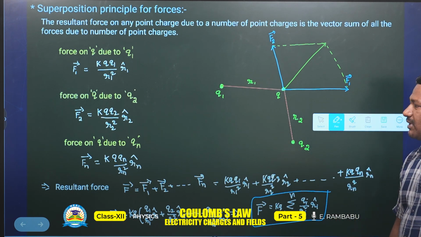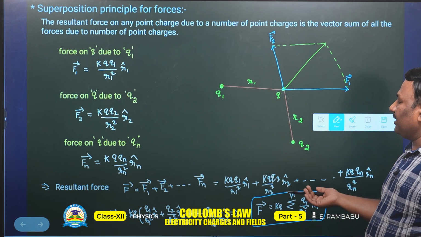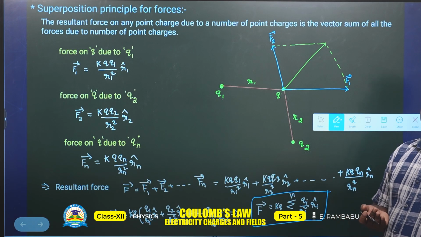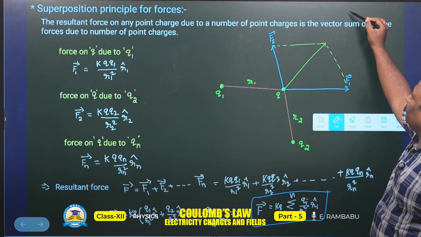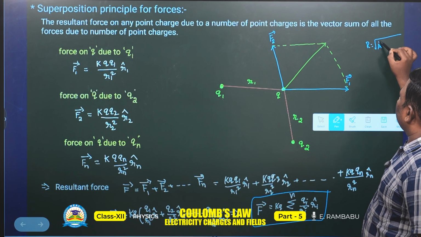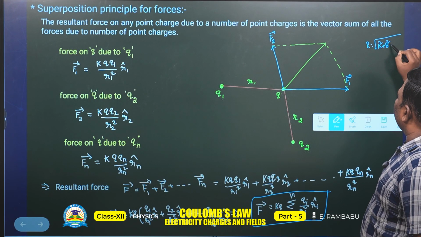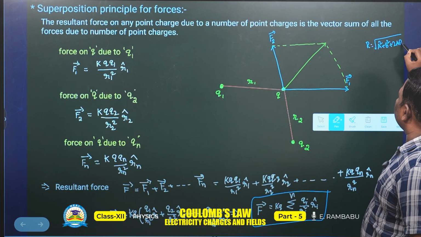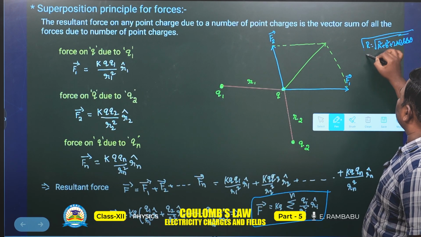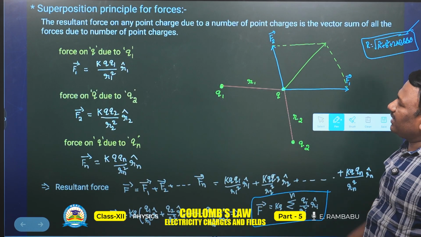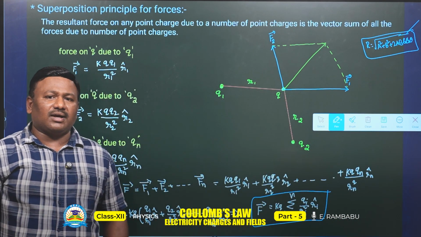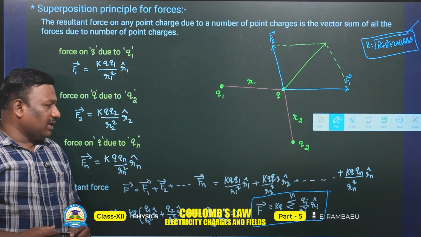But for problem solving, we apply the parallelogram law of vector addition. With the help of the parallelogram law, the resultant force is equal to root of a square plus b square plus 2ab cos theta. By applying this formula, you will get the resultant of the forces. Correct? So this is about Coulomb's law and the superposition of Coulomb's law.